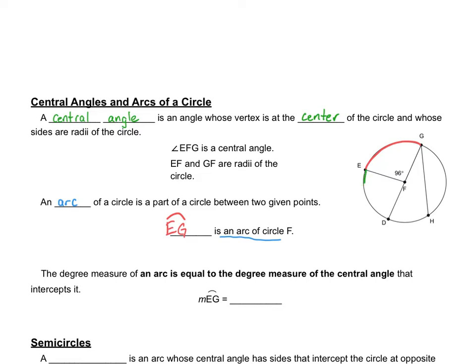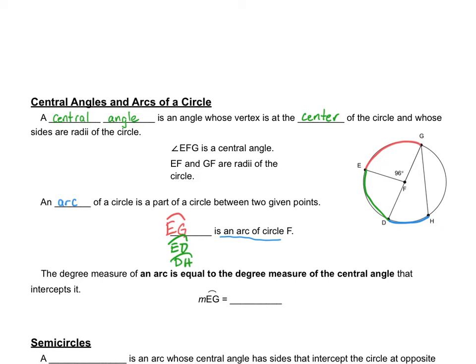I could say that ED is an arc, because that is also part. Heck, we could say that DH is also an arc. So there are several arcs that we can identify, and they're overlapping, so you just never know which one they may be talking about, but it's part of that circle.